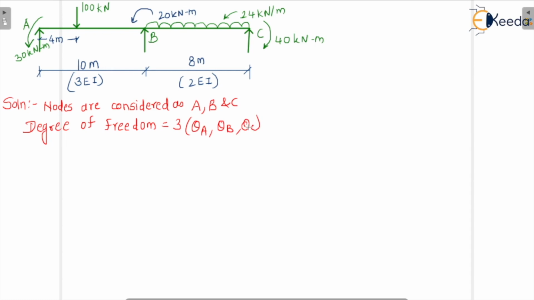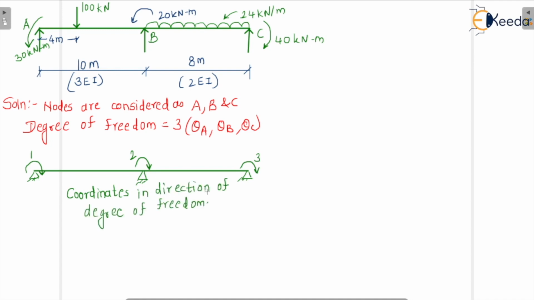So let's show it in a diagram. Let's show the coordinates in the direction of the degrees of freedom. Let's draw the same beam once more. We know that this is a simply supported continuous beam, hence supports are there. Here we are showing the coordinates in the direction of the degrees of freedom.